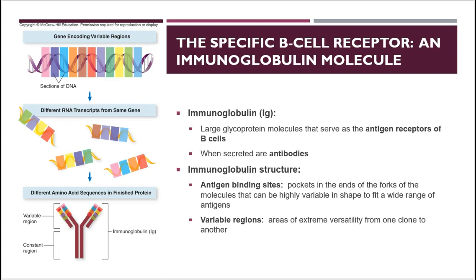It is a large glycoprotein molecule. It's found on the surface of B cells. And when it is secreted, it is called an antibody. The immunoglobulin structure is composed of two main sections. We have the constant region, and that region is connected to the cell membrane when it's attached. And then we have this variable region, and that variable region is the region where the antigen will bind.